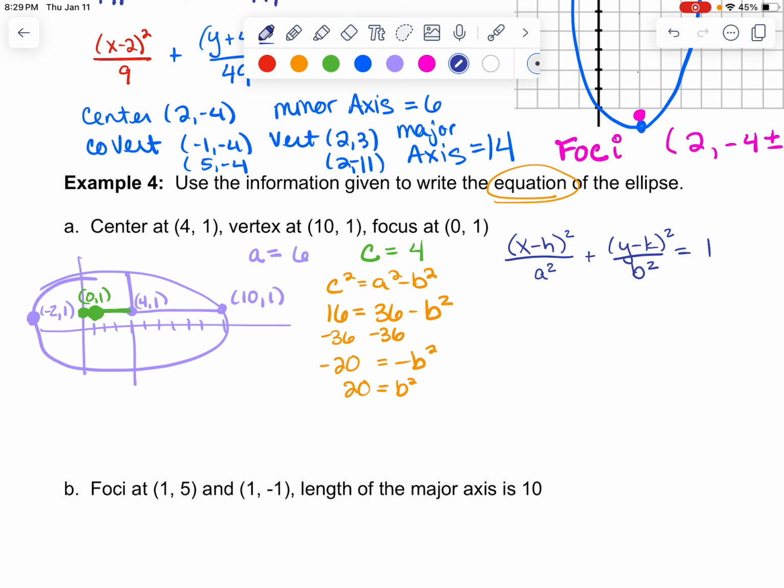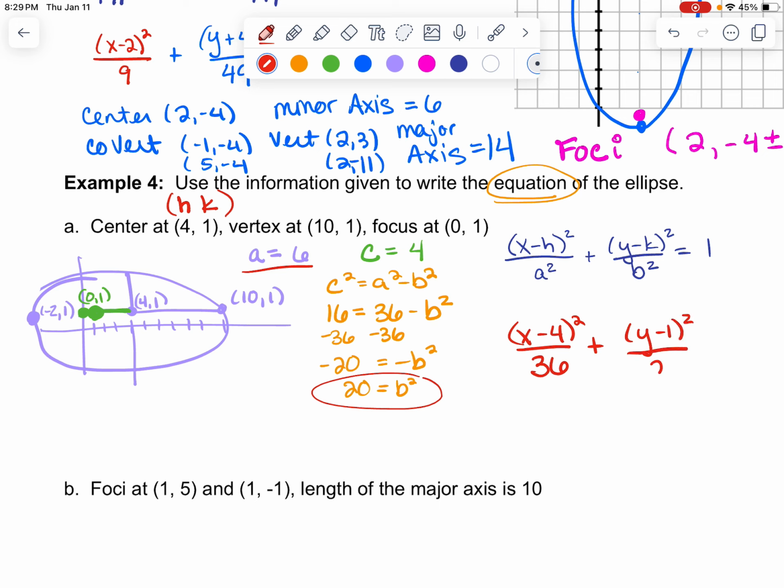Okay, so let's look at all the bits, make sure we have all the pieces. We had our center at 4, 1, so this is our h and our k. We found our a value counting it out on the picture. We knew our c value, which helped us find our b squared, so I think I have everything I need to plug in. So I have (x minus 4) squared over a squared, which is 36, plus (y minus 1) squared over b squared, which was 20, equals 1.